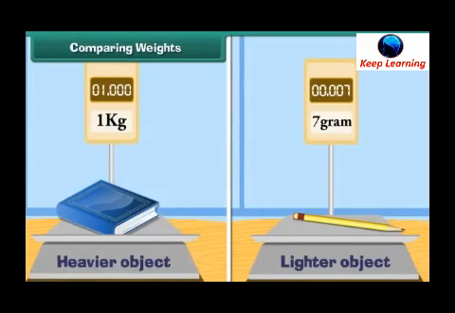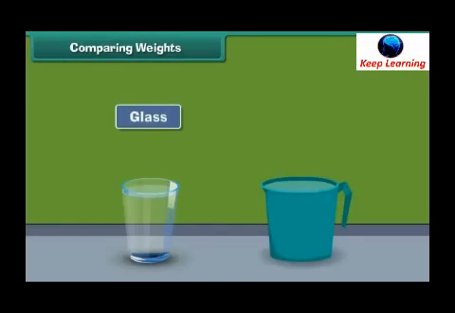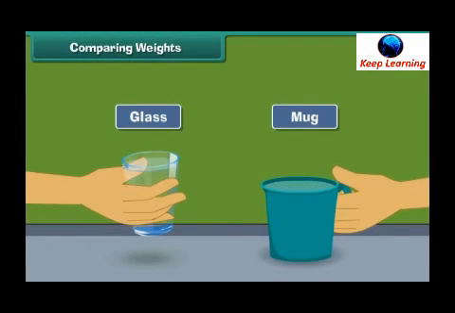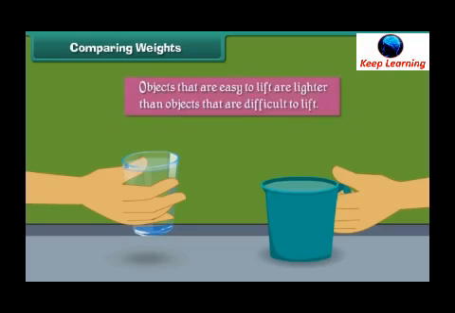Comparing weights. A heavier object has more weight than a lighter object. Let us understand it with the help of an example. Fill a glass with water. Fill a mug with water. Try to lift both. Which is easier to lift? Quite obviously, the glass filled with water. It is lighter than the mug filled with water. Therefore, we can say that objects that are easy to lift are lighter than objects that are difficult to lift.